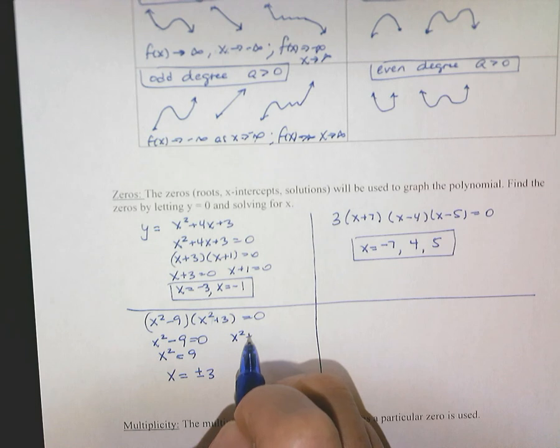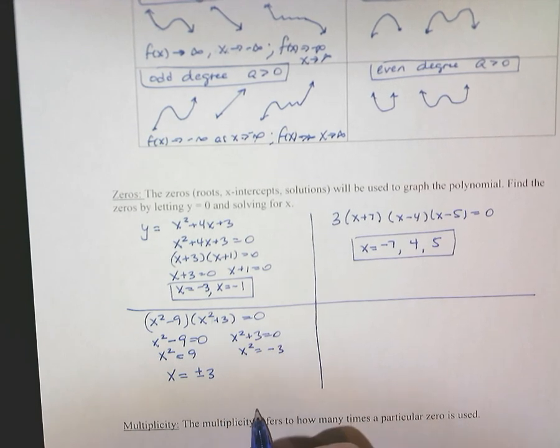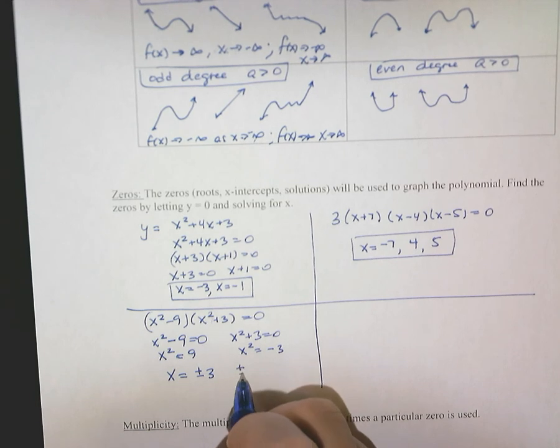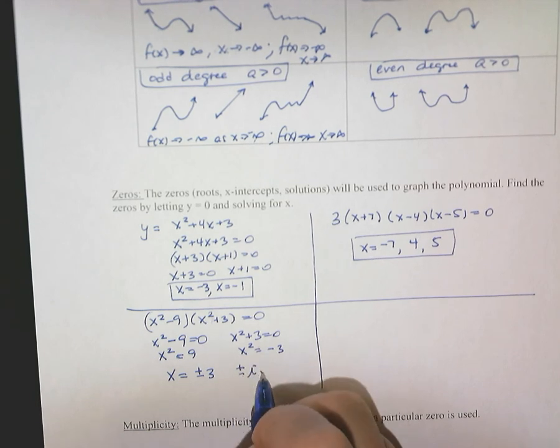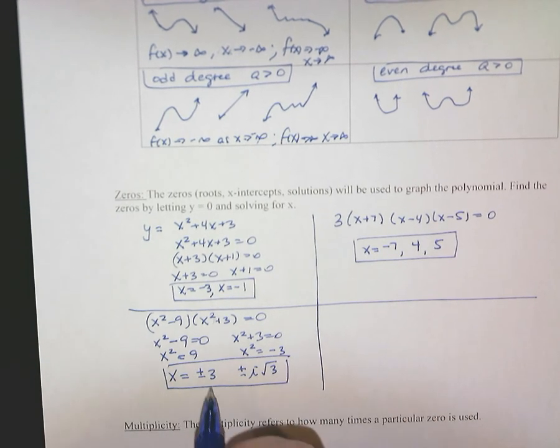This x squared plus 3 equals 0. I get x squared equals negative 3. Take the square root of both sides, I get plus or minus i square root of 3. So this solution, there are 2 real solutions and 2 complex solutions.